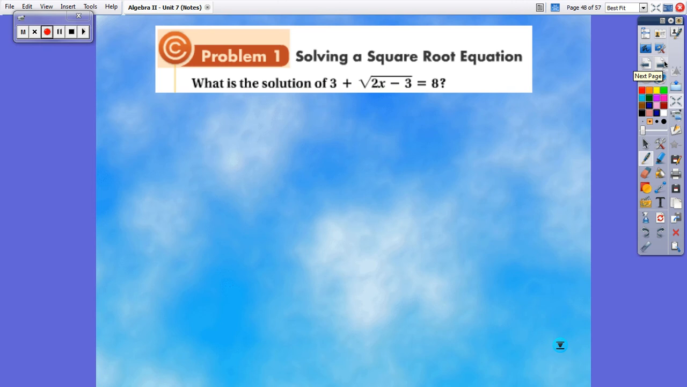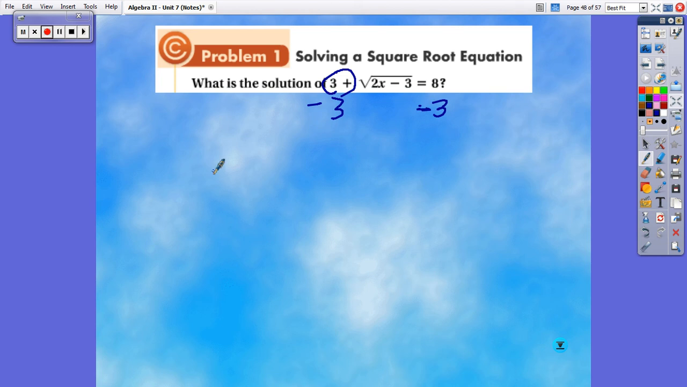So the first example looks like this, and anytime that you want to solve a square root equation, you always want to get the radical symbol by itself. So everything that's underneath the radical stays there until after you get rid of it. But in order to get rid of the radical symbol here in this case, we need to get rid of the 3. So how do you get rid of a 3 in any other equation? You would just subtract 3 from both sides.